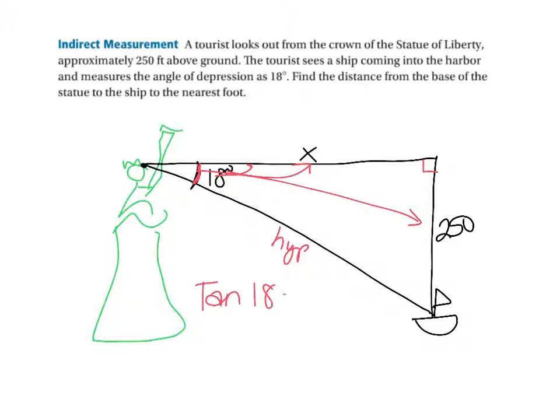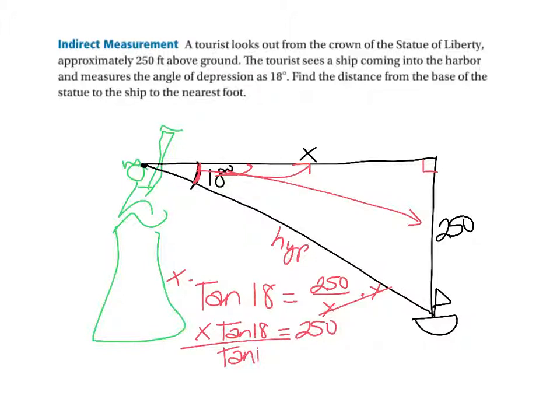Tangent of 18 is equal to opposite over adjacent. Multiply both sides by x, and then you're going to have x times tangent 18 equals 250. Come back and divide by tangent of 18. In my calculator, I'm going to type in 250 divided by tangent of 18. And I have x equal to 769.